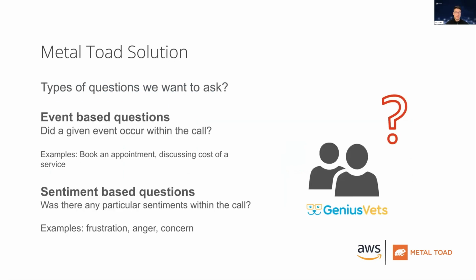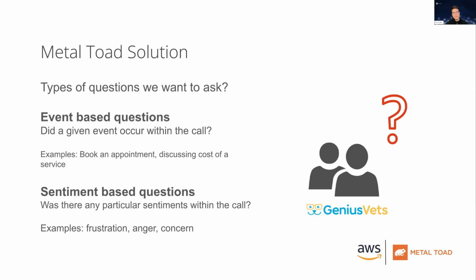Now we arrive at the second problem that I outlined earlier. Given these transcriptions, how can we extract metadata out of them and how can we analyze them? So we met with Genius Vets' team several times to really understand what types of questions they want to ask about their data. Through our consultation, we determined that we'll need a system that can answer event-based questions and sentiment-based questions. We'll need to determine if a given event occurred within the call. Examples of this can be whether an appointment was booked or the cost of a service was discussed.